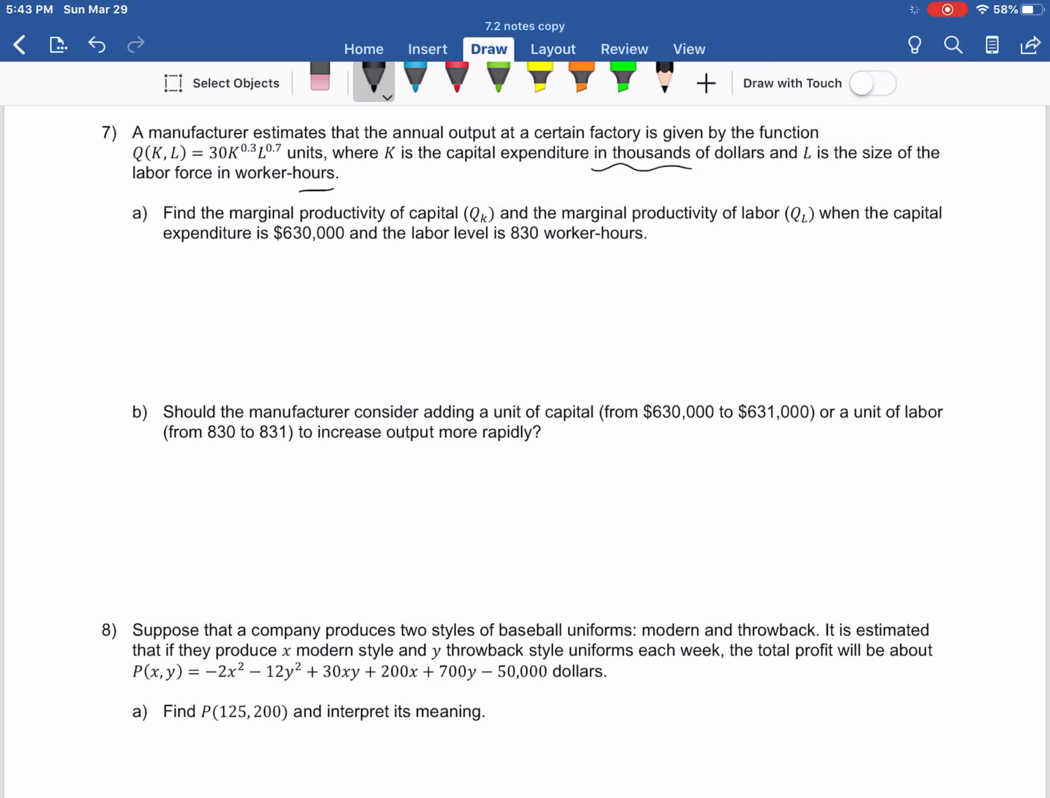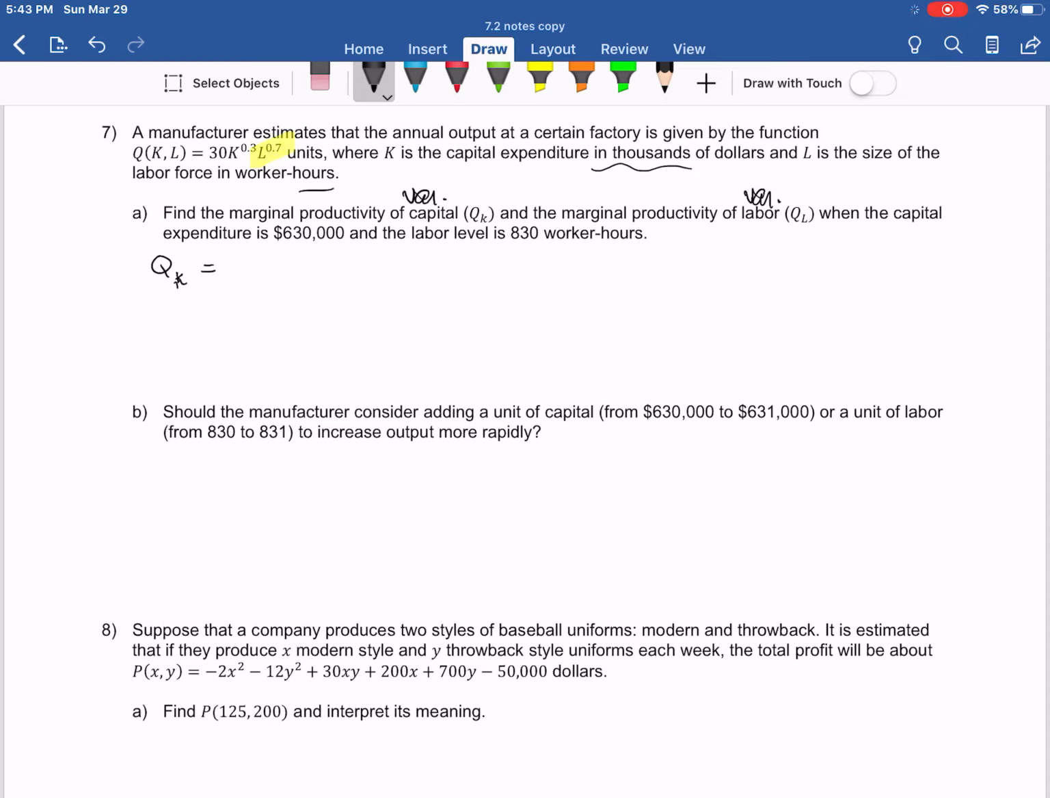All right, so marginal productivity of capital means that capital is your variable. Capital is the variable. And then the marginal productivity of labor. So then labor is your variable. Two separate problems here, when the capital expenditure is that and the labor is that. Okay, so we first have to find the partial derivative of Q with respect to K. In other words, L is held constant.